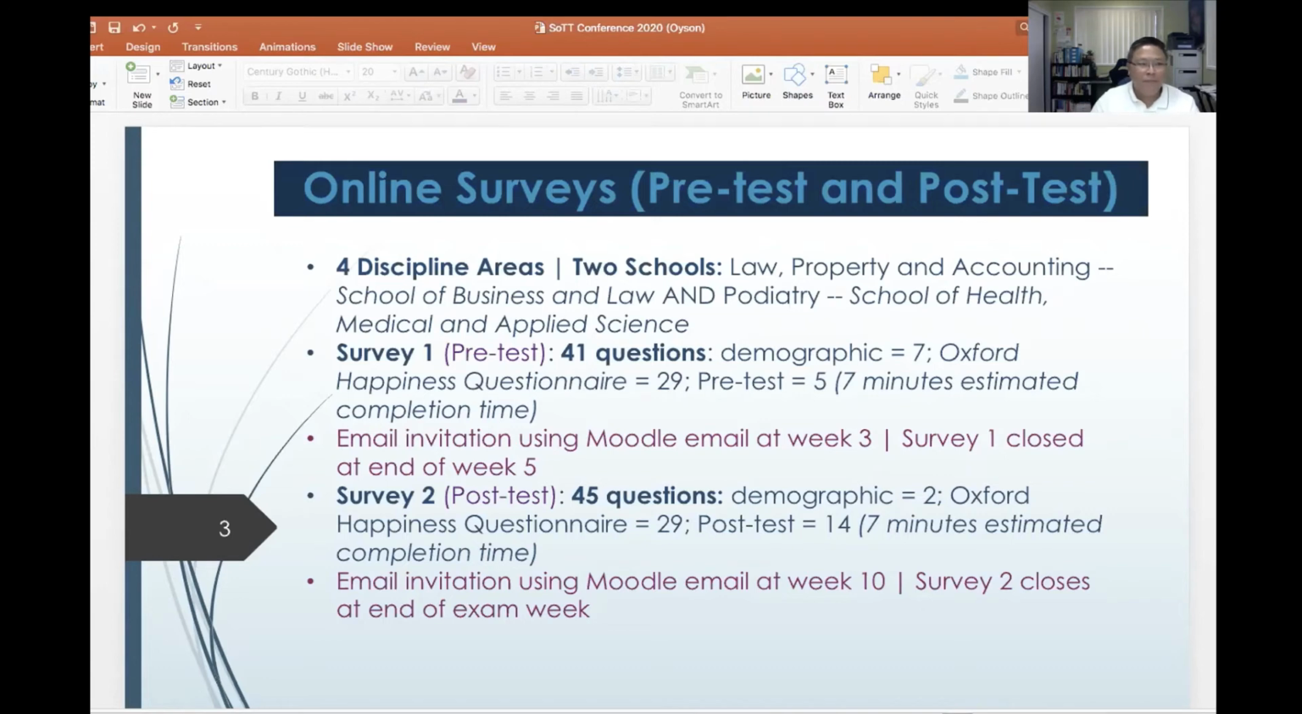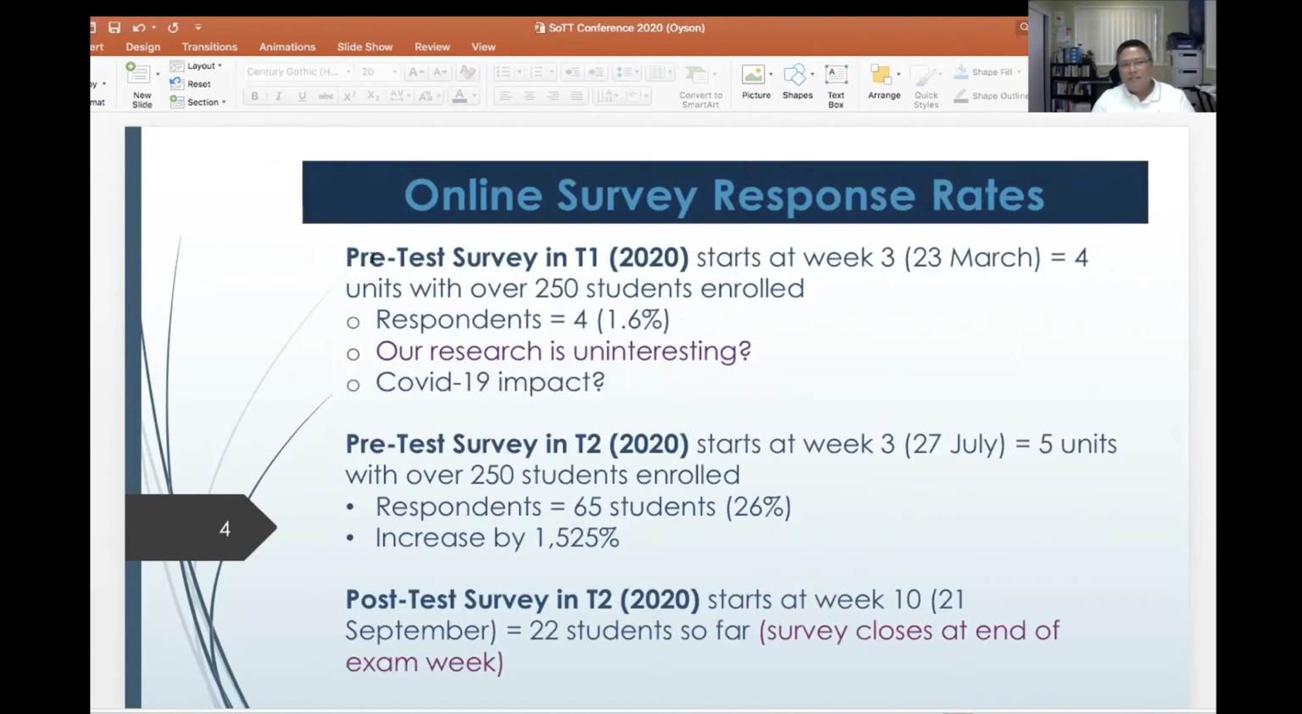Now, we first implemented this project in term 1 of 2020, which started, I think, in February of this year. Based on the design, we sent out an email invitation at week 3, which was around the 23rd of March. There were about 250 students enrolled across 5 units in the School of Business and Law and the School of Medical, Health, and Allied Services, I think. However, the problem was, even though we sent out emails, only 4 out of 250 students actually answered the survey and indicated that they wanted to be part of the project.